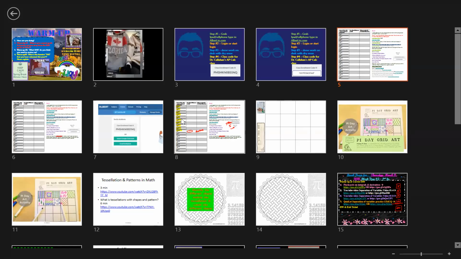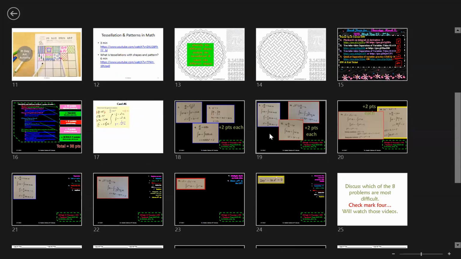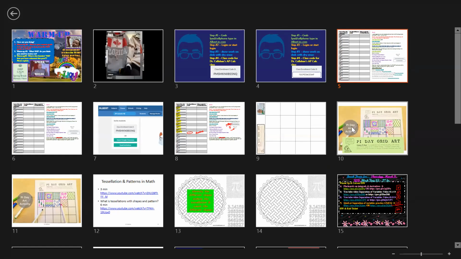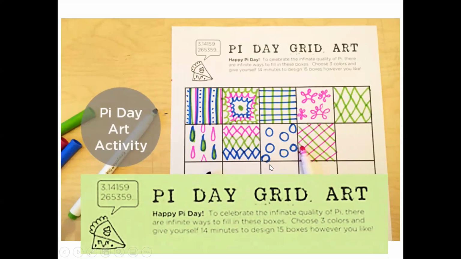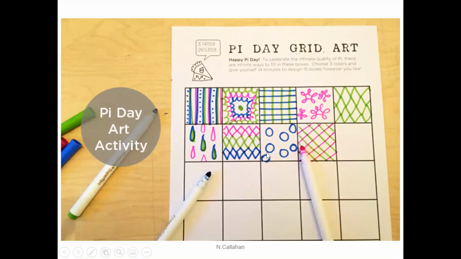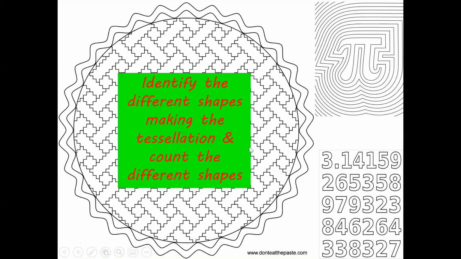All right, so the next thing I'm going to have you guys do, if you are doing this at home, this is our last day of Pi Day. And so to celebrate the last day of Pi Day, we are going to be doing infinite ways to fill out these boxes. Choose 3 colors and give yourself 14 minutes to design 15 boxes, however you like. So if you're at home, just go ahead and draw the boxes yourself and then fill it out.